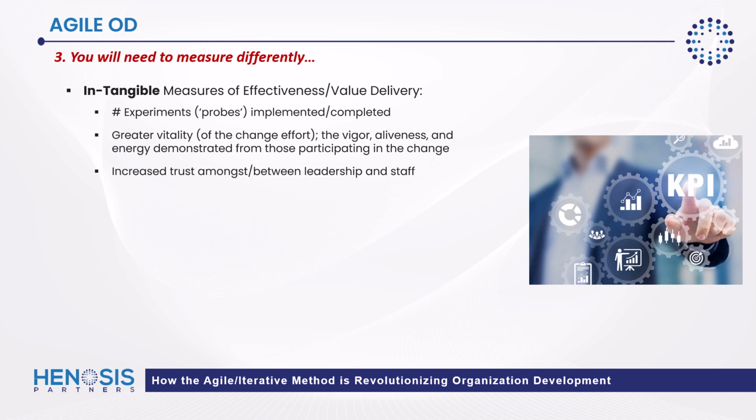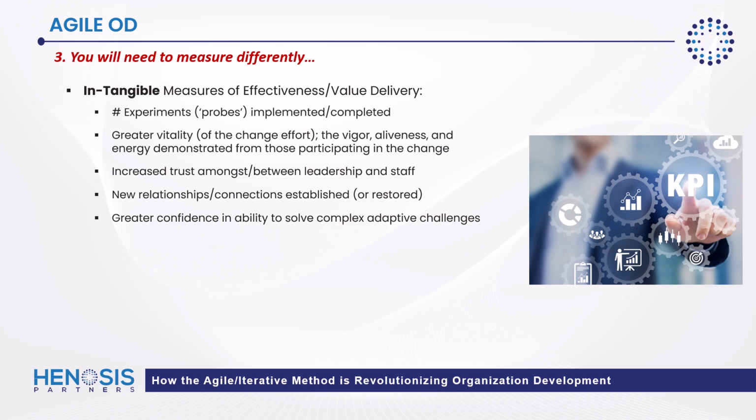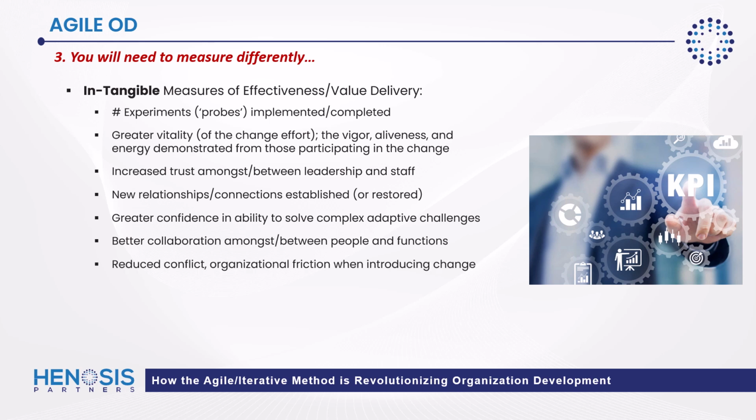You can measure increased trust amongst and between leadership and staff. You could measure the number of new relationships or connections that have been established or restored. You could also measure the extent to which there's greater confidence amongst leadership and staff in their ability to solve complex adaptive challenges. You could assess and measure whether better collaboration exists amongst and between people and functions. Another way to measure is to assess whether there's been reduced conflict, organizational friction, when introducing change.